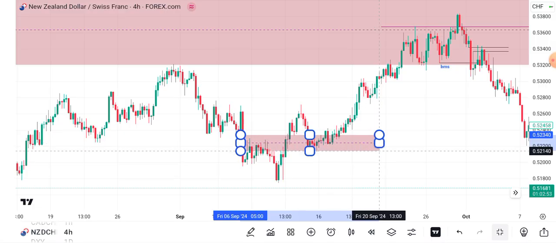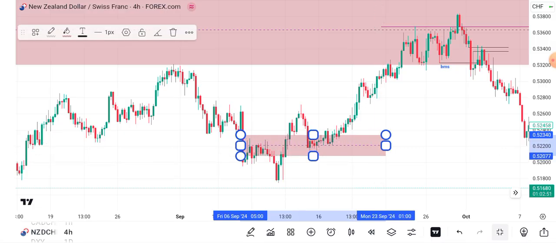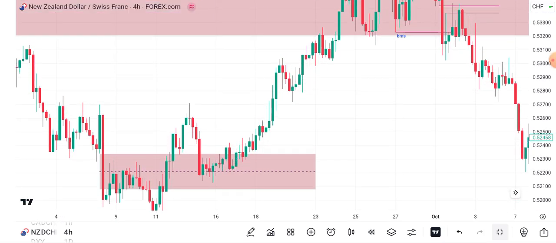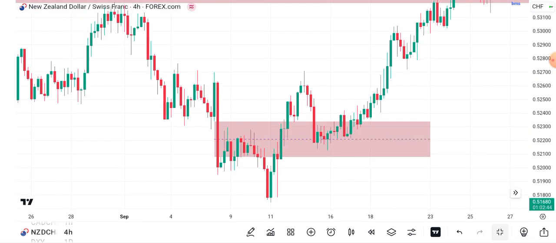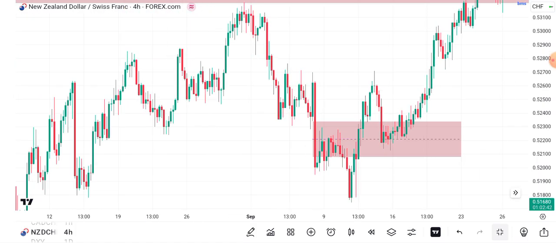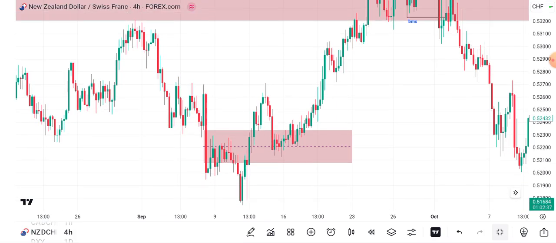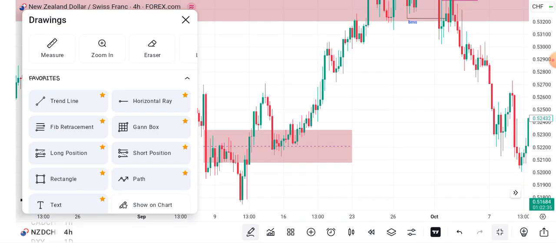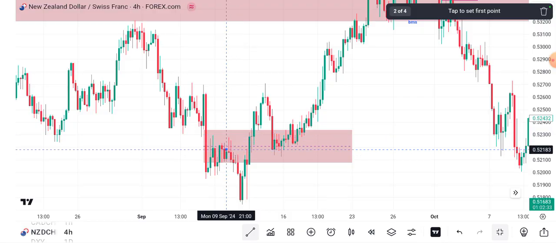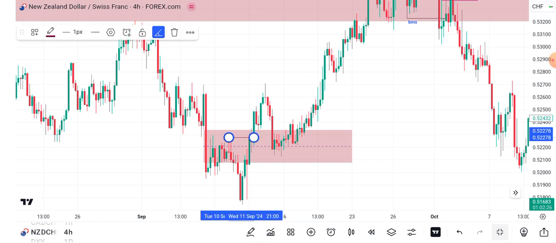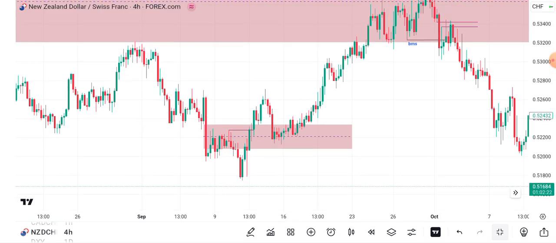The formation of an inversion fair value gap, and also the break of a short-term low. A break of a short-term low. All of which signifies a change in the state of delivery. To me, they signify a change in the state of delivery.